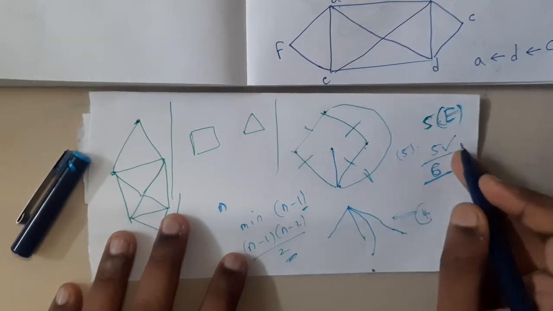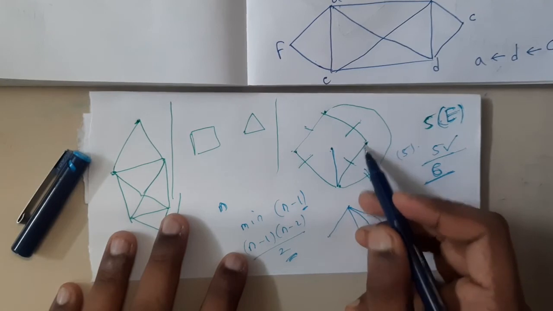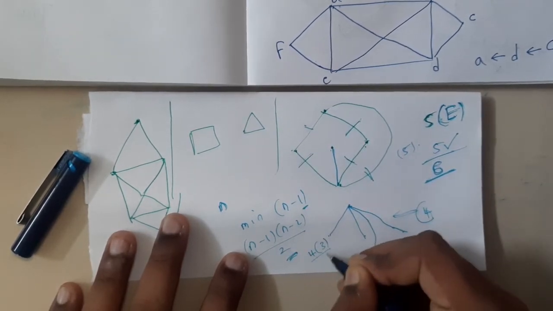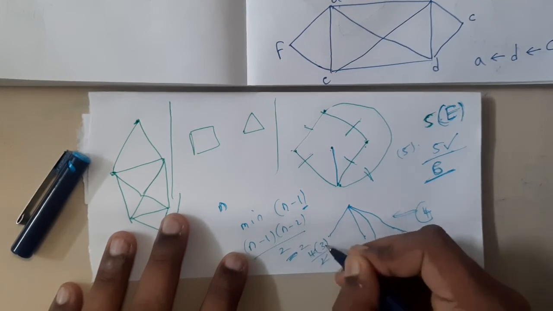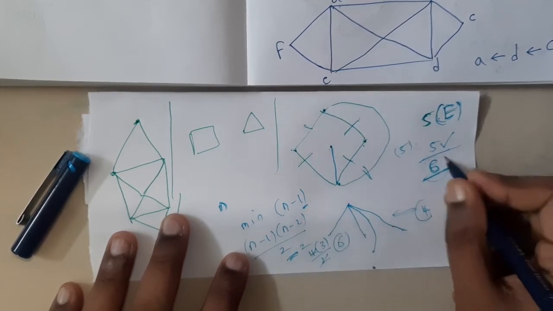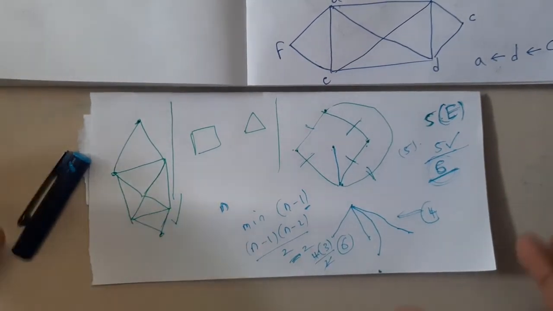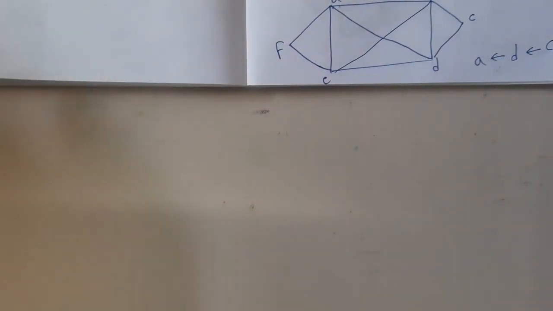If you take this same example, the vertices are how many? 1, 2, 3, 4, 5. So it is nothing but 4 into 3 by 2, that is 3 twos are 6. So if you recall, 6 is the number we found. Okay, now I hope everyone got a clear idea.